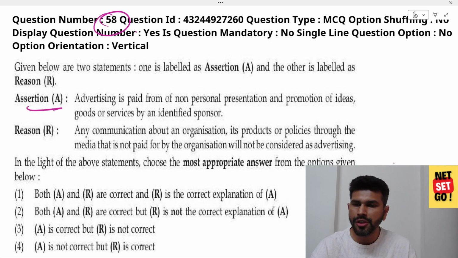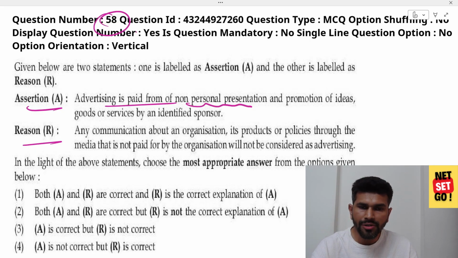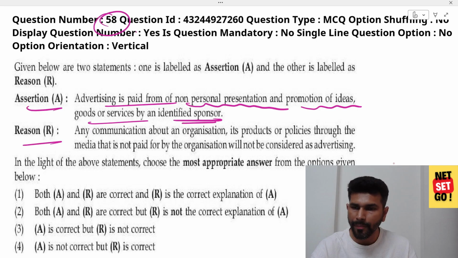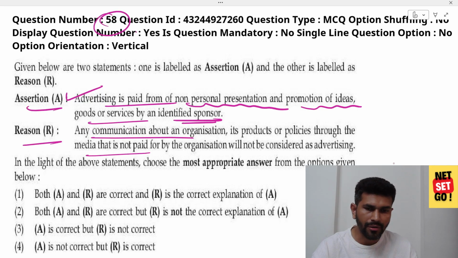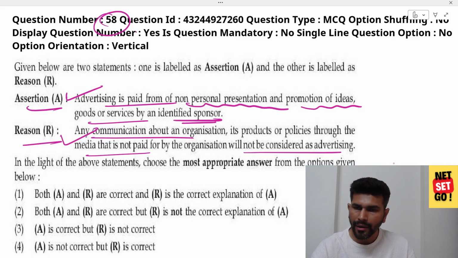Next, assertion reason. Advertising is paid non-personal presentation and promotion of ideas, goods and services by an identified sponsor. Correct. Any communication about the organization, its product or policy through the media that is not paid for by the organization will not be considered as advertising. Correct. Both are correct and R is correct explanation of A. So option 1 is correct answer.